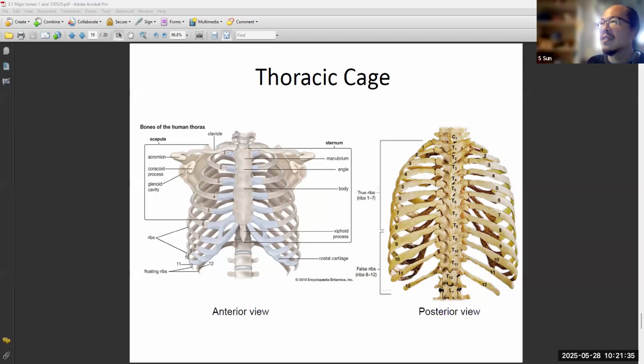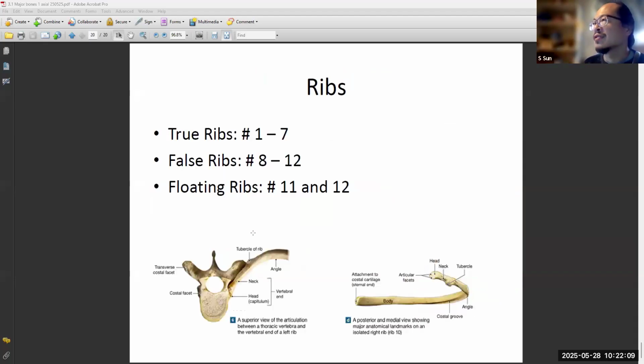So that's the structure. Here we have the clavicle bone. In the back, we have the scapula. The scapula has processes. We will talk more about the scapula in the lab. One process is called the acromion. The other process is called the coracoid. And this is the glenoid. This forms the shoulder joint with your arm. That's the thoracic cage.